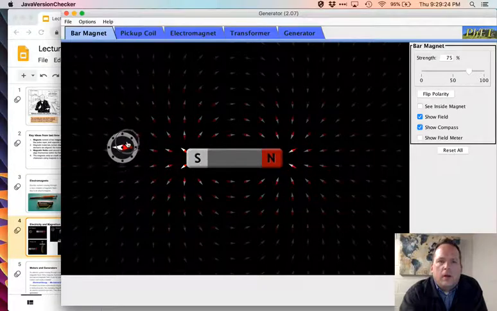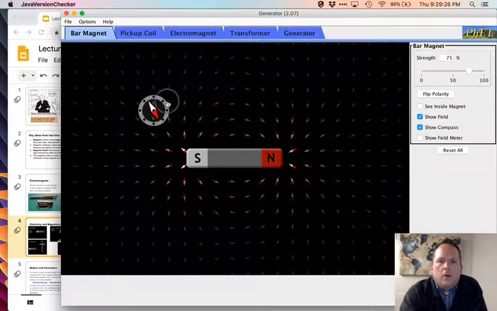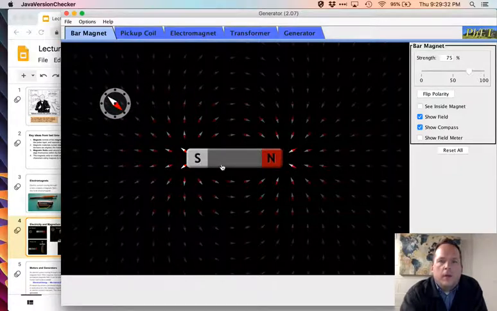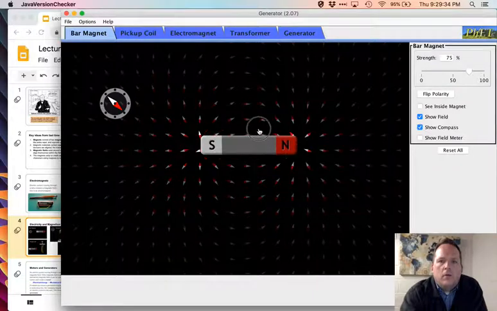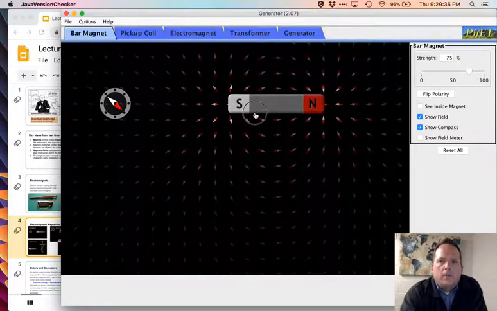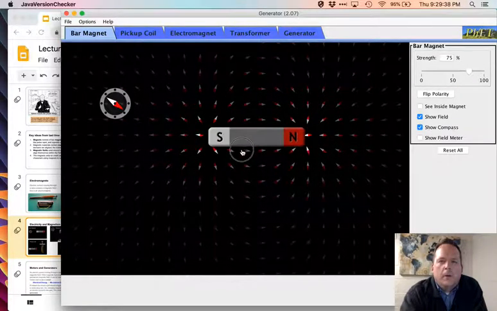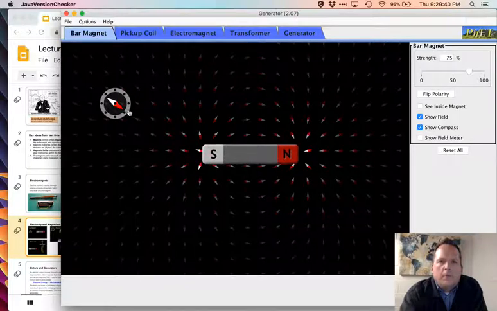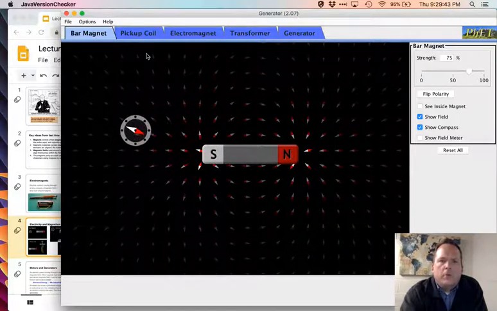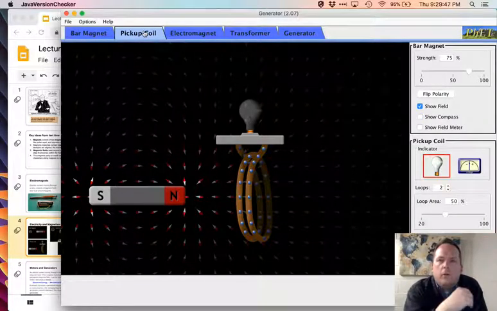And I think here I can move my large compass around wherever I'd like to in the field and see what direction it is, but it'll line up with those tiny magnets. Or I can drag my bar magnet around and change the magnetic field there. So this is simply a magnetic field, but what we really want to explore further is the connection between electricity and magnetism. And you can see a little bit of that in the next one involving a pickup coil.